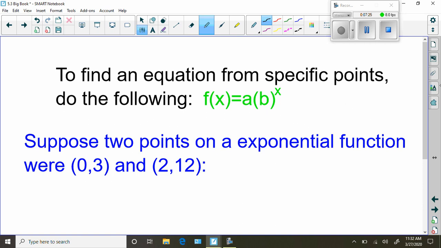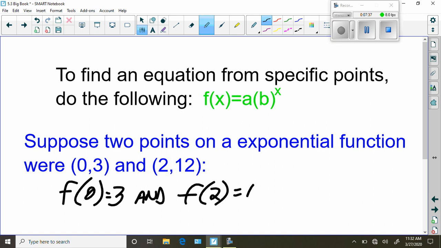What that technically means is f of 0 equals 3 and f of 2 equals 12. Okay, in other words, when you plug in 0, you get 3. And when you plug in 2, you get 12. That's what those ordered pairs mean anyway, okay? Got that? And remember, you can pause this video at any time.